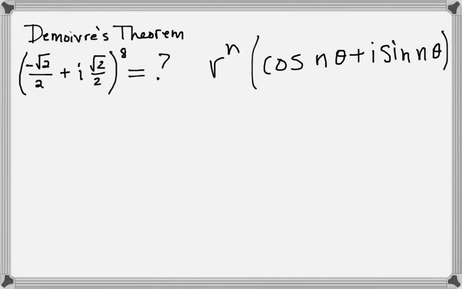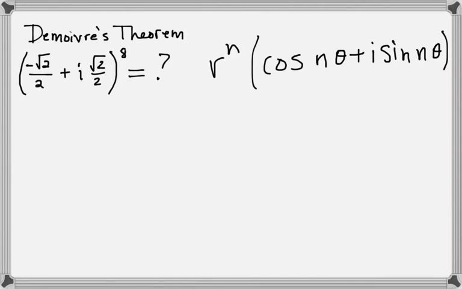r to the nth power times cosine n theta minus i sine n theta. So what would we do with this? Well, look at the example I have. Negative square root of 2 over 2 plus i square root of 2 over 2 raised to the 8th power. Now, if you didn't know this formula, then you'd be looking at creating a FOIL problem and doing it for a very long period of time.